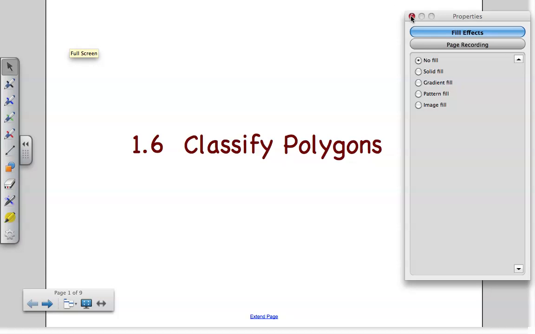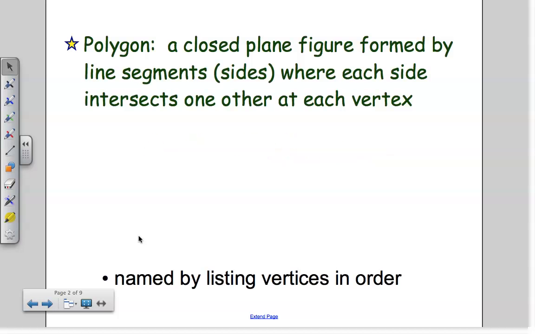In section 1.6, we are classifying polygons. So starting out, what is the definition of a polygon? It is a closed, plane figure formed by line segments, which are the sides, where each side intersects one other at each vertex. Alright, let's decipher all that.